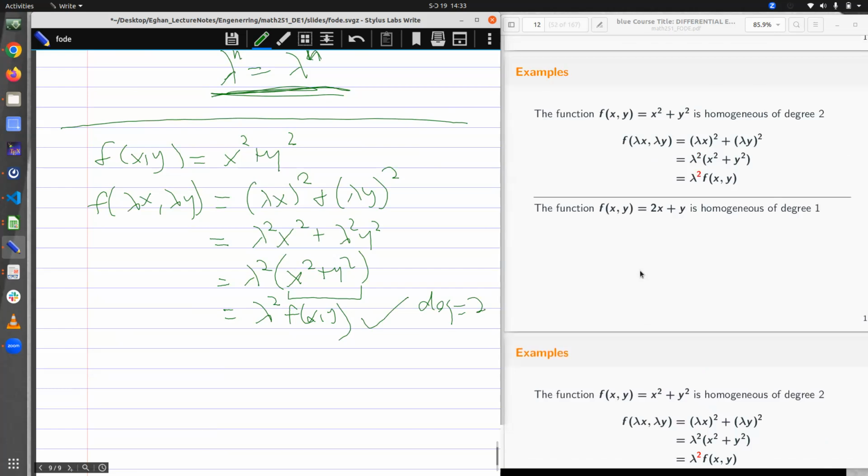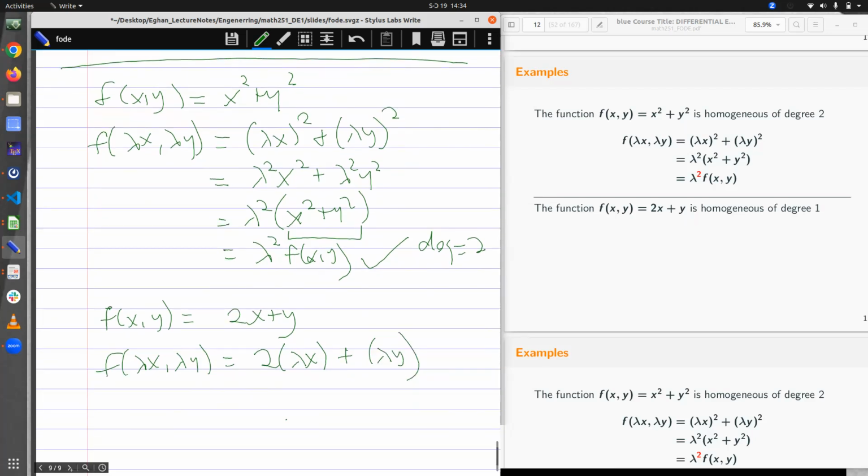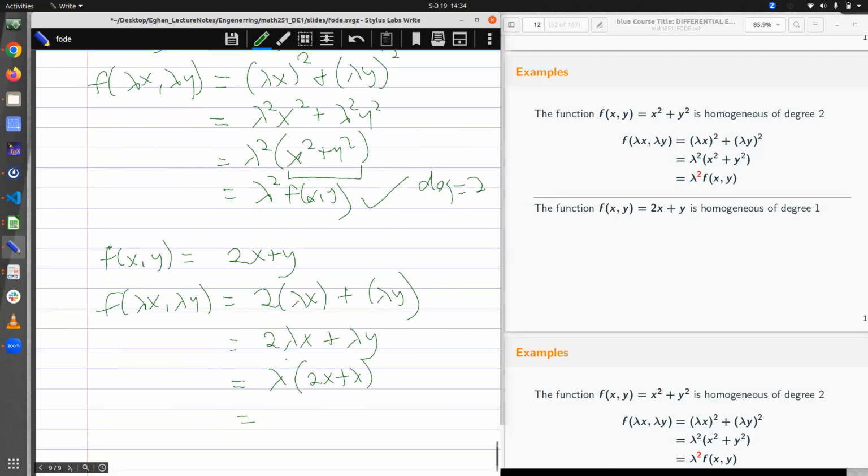The second example says show that this function is homogeneous of degree 1. F of xy was given as 2x plus y. Is it homogeneous? Let's look at that. So lambda x, lambda y. Wherever I see x, I place the entire lambda x, plus lambda y. I can expand this, giving me 2 lambda x plus lambda y. You realize that I can only factorize lambda to the power 1 out and have 2x plus y. This equals lambda times my function. And so this is homogeneous of degree 1.